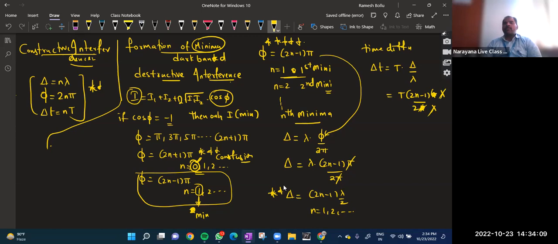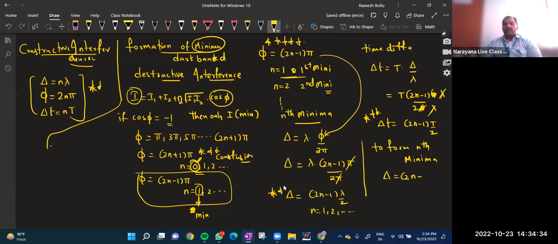Yes. Lambda cancels out. But the time difference is (2n minus 1) into T by 2. So what are the conditions? At a glance, I will write, to form nth minima, what are the conditions? Tell me. Delta must be equal to how much? (2n minus 1) lambda by 2.